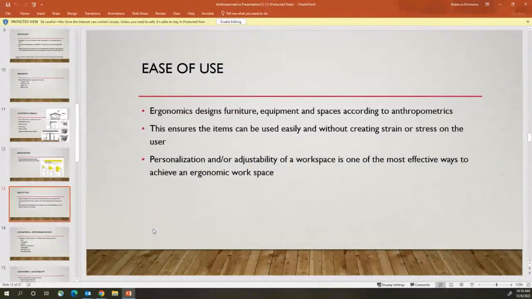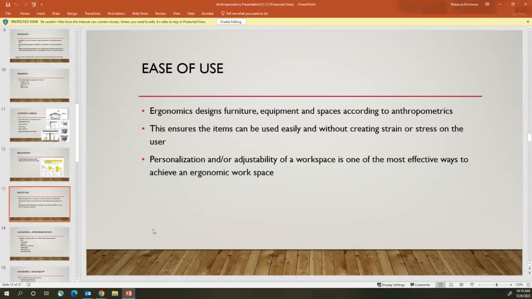You try to avoid repetitive motions, or if there is something with a repetitive motion, you want to make sure it's done in a way that is not going to create strain on the body. Being able to personalize or adjust a workspace is one of the most effective ways to create an ergonomic workspace. And workplaces is where you will see this more often than in your home or a residential space.